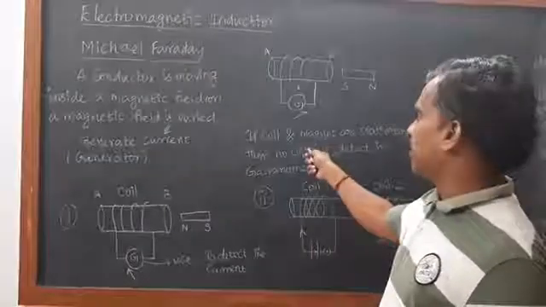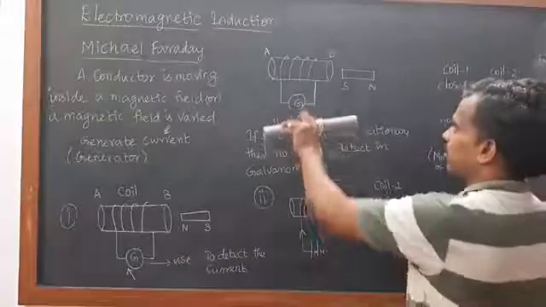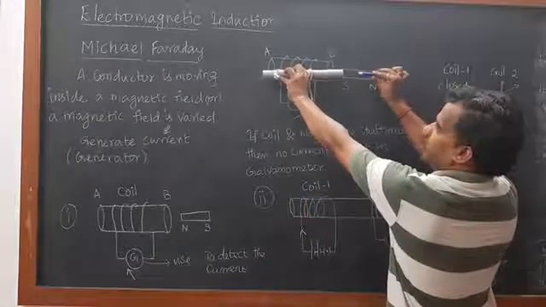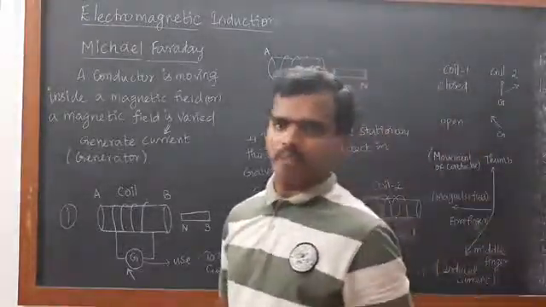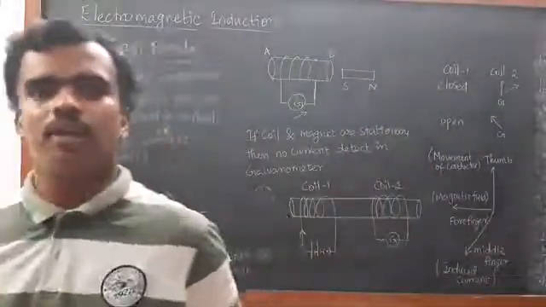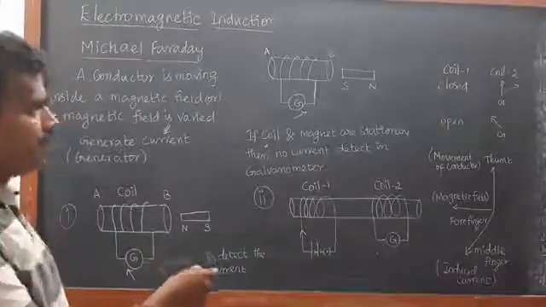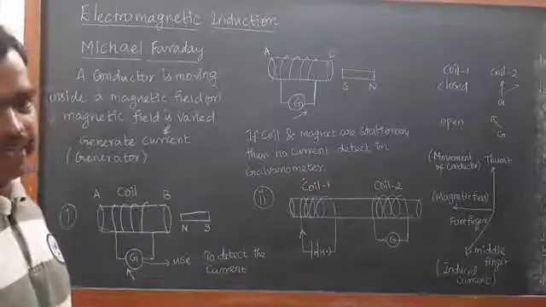So that time the galvanometer deflects in the opposite direction. Suppose this coil and this bar magnet both are stationary. What will happen? Nothing will happen, right? No induced current will be produced. That's the case here. If coil and magnet are stationary, then no current is detected in the galvanometer, right?